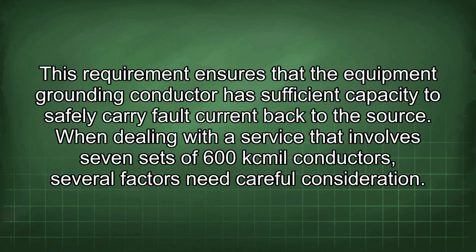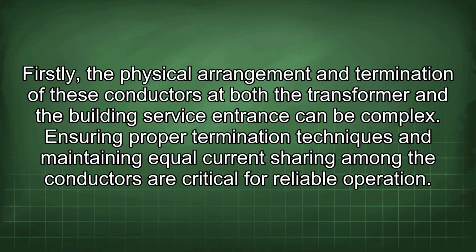When dealing with a service that involves 7 sets of 600 kcmil conductors, several factors need careful consideration. Firstly, the physical arrangement and termination of these conductors at both the transformer and the building service entrance can be complex. Ensuring proper termination techniques and maintaining equal current sharing among the conductors are critical for reliable operation.